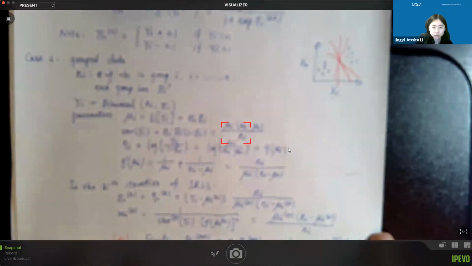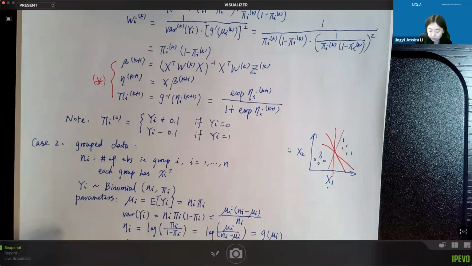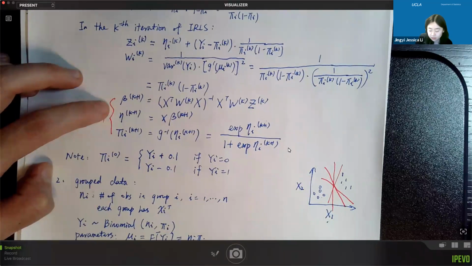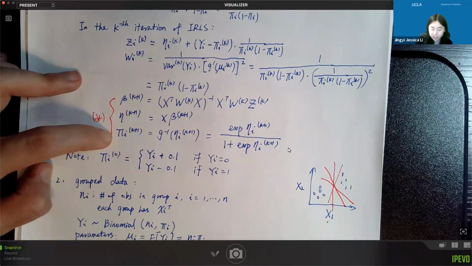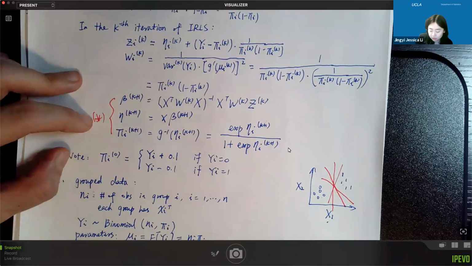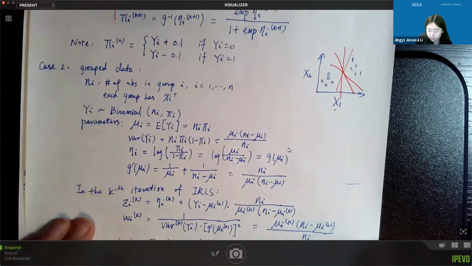So what we're going to do is repeat what we did for the individual data. This update based on weighted least squares still applies, this linear predictor update still applies, and the calculation for pi i still applies. We're going to call these three steps star. So the same star is going to be used. And finally, given the updated values of pi i's, we are going to update mu i.